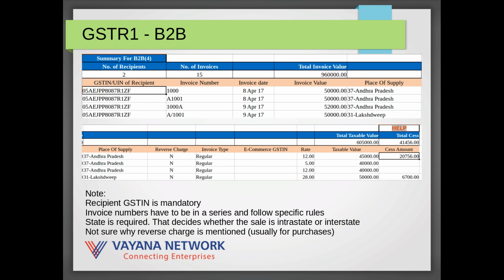The invoice type, again, is regular or exports, or it's related to whether it's an export to SEZ and so on and so forth. Again, for most businesses, the invoice type will always be regular. If you're selling through an e-commerce website, then you do need to indicate the e-commerce GSTIN here. So this might be Amazon or Flipkart or Snapdeal or any one of the various e-commerce companies that you're selling through. You have to indicate the tax rate applicable on that particular invoice, the taxable value, and the total cess amount, if any, depending on the nature of goods being sold.